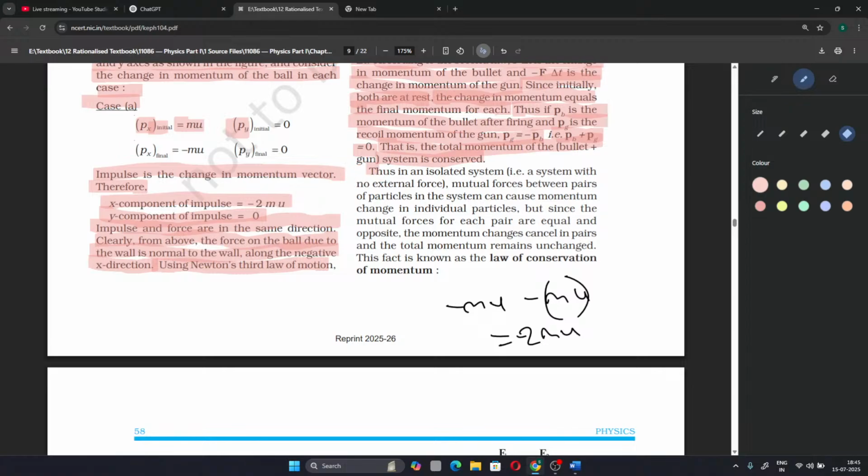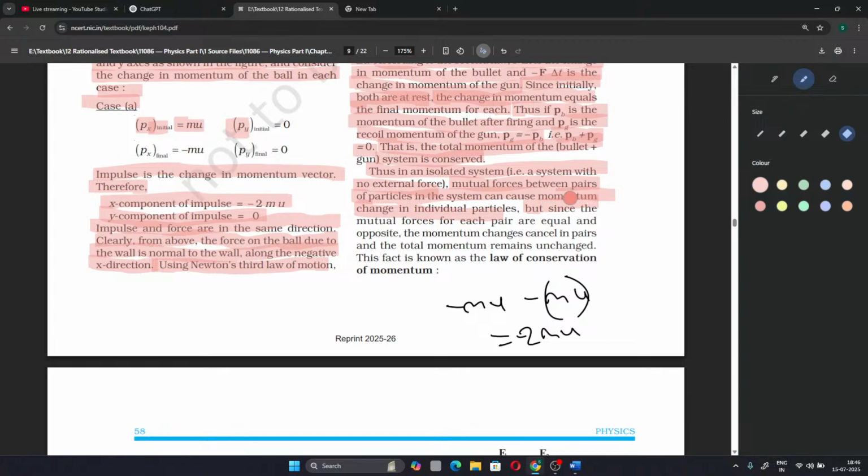Thus, this is in the case of an isolated system with no external force. Mutual forces between pairs of particles in the system can cause momentum changes in individual particles. In an isolated system where the system is not experiencing any external forces, mutual forces between pairs of particles inside the system can cause momentum changes inside the system. But the whole system's momentum is conserved.